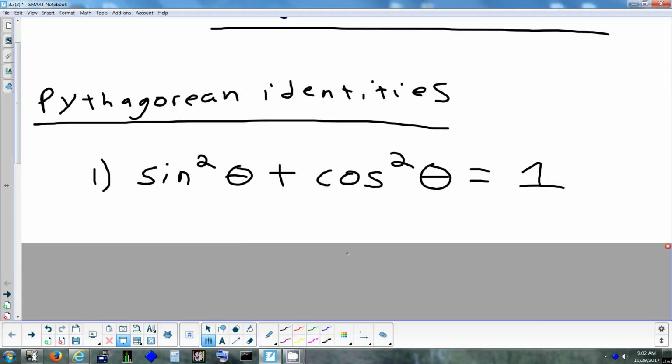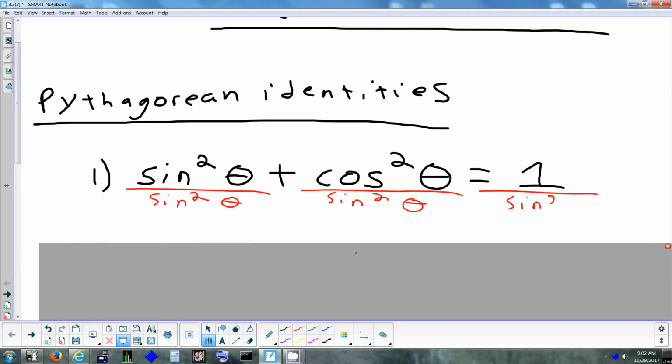Okay, this part, I just want you to watch because I'm going to write the result in a second. I'm going to take everything in that identity and divide it by sine squared. And again, just watch this. And when you simplify that, that's the next identity. What's sine squared divided by sine squared? If you had sine squared divided by sine, it would be sine. But if you have sine squared over sine squared, 1. You're dividing two things that are the same.